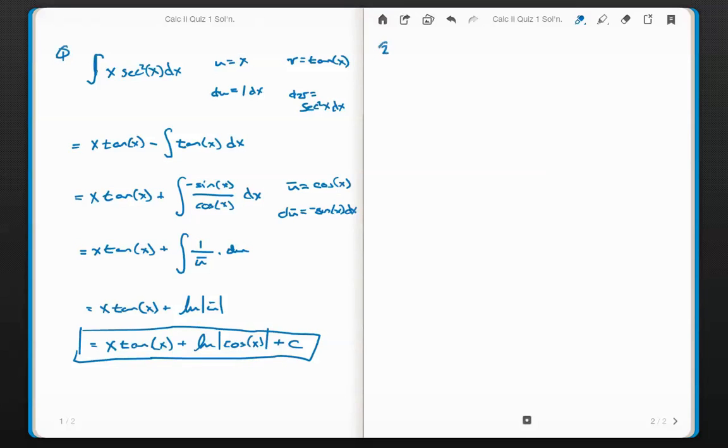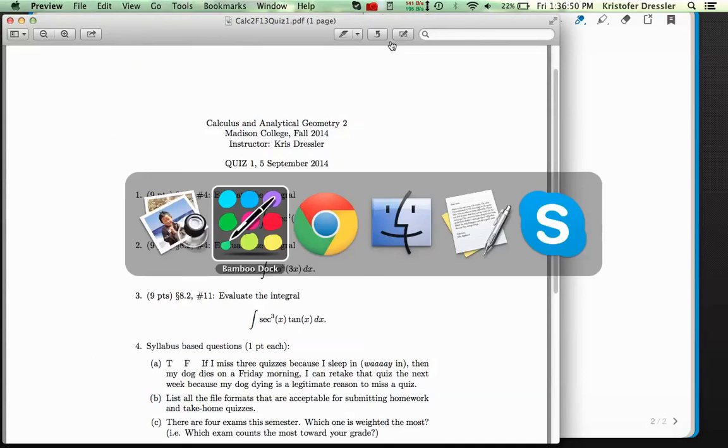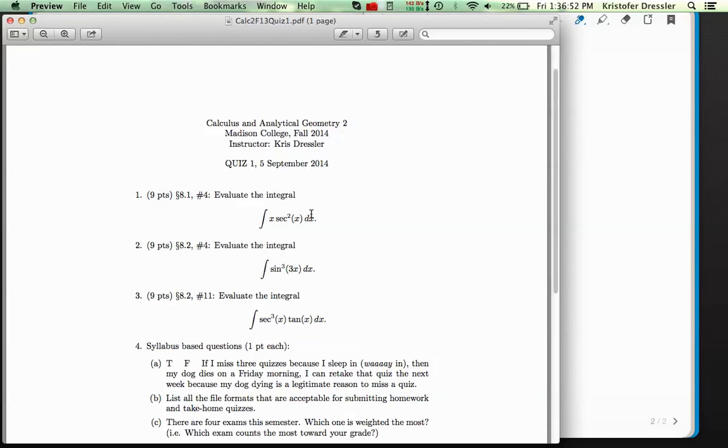Let's take a look at number 2. What was number 2 all about? Yeah, there we go. So it's sine cubed 3x. All right, there's a little bit of work to do on this one. Nothing terribly hard, but a lot of bookkeeping.